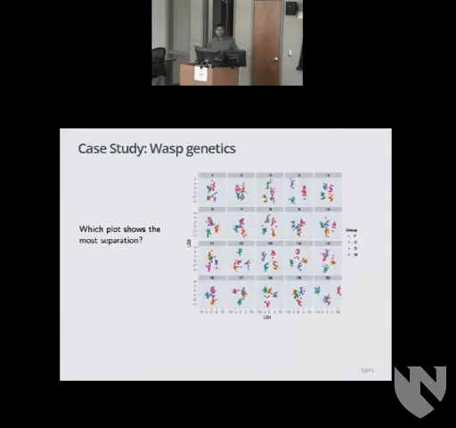Now I ask you the question. What was the hypothesis here? The hypothesis is that they are genetically different. So if they are genetically different, then if I color code them, they should be far apart. So my question is, which plot in this lineup shows the most separation?